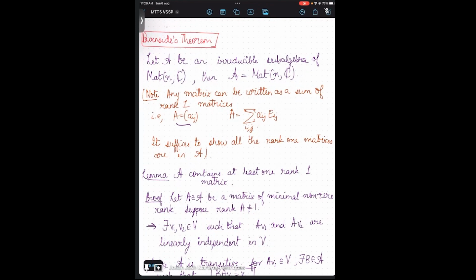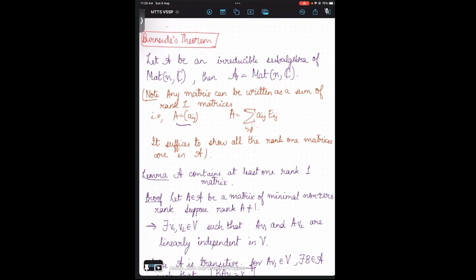We want to get hold of a rank 1 matrix inside the algebra. People who have done group theory before will perhaps know this proof of how you show that if you have a cyclic group, every subgroup of it should also be cyclic. In proofs like that, you need a candidate for the generator of that subgroup, and what you do is you take the element with the least order. I do something similar here.